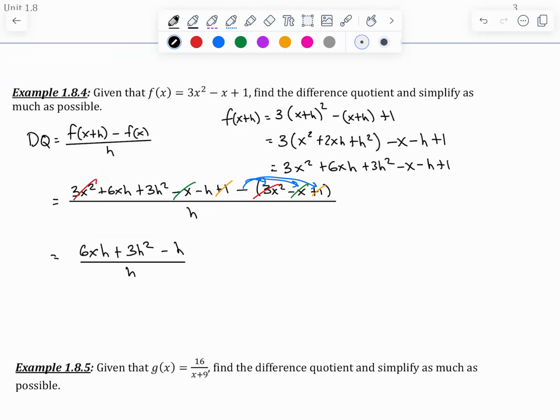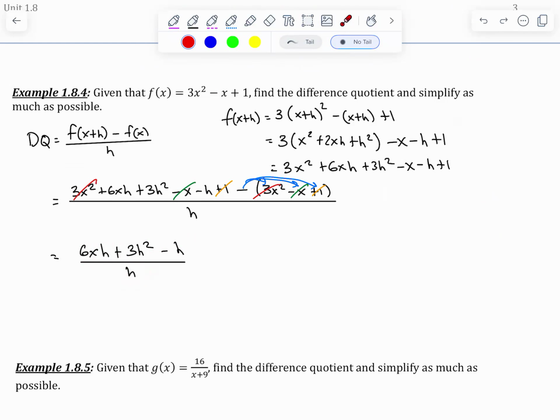Now, I know what you're thinking. Maybe you're thinking that, oh, I can just cancel this h right here. Don't do this. That's not correct. Because in the numerator, this h is a term. It's a term of the numerator. There's 3 terms in the numerator. Whereas in the denominator, it's a factor. So you can't cancel terms and factors vertically. You can only cancel factors vertically.